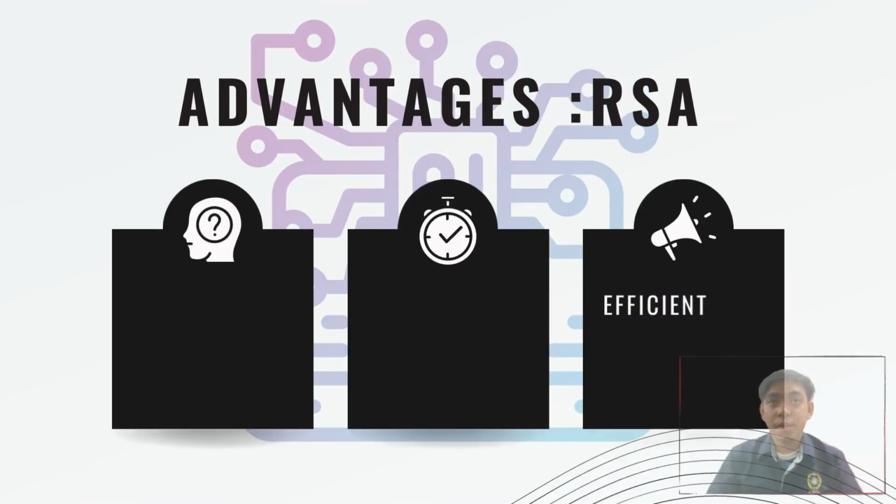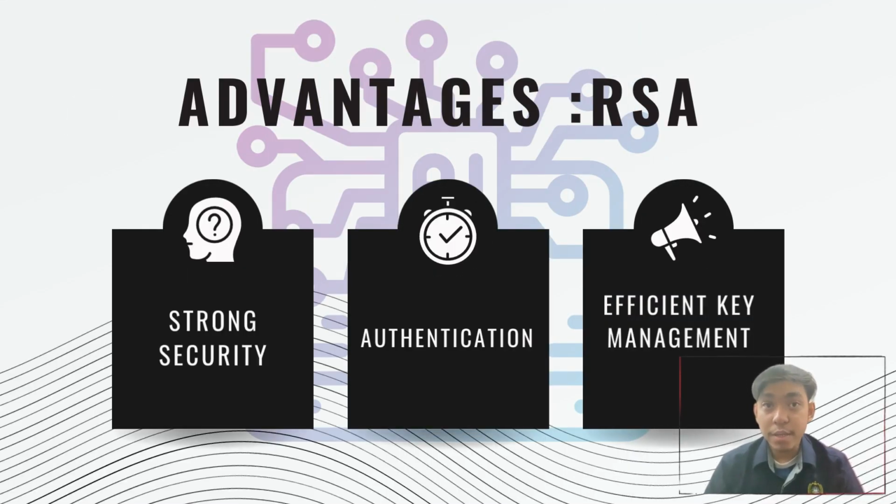Now I will talk about the advantages of RSA. The first one is strong security. RSA encryption uses complex mathematical algorithms to secure data transmission, making it difficult for attackers to break. This ensures the data transmitted through the AHMAD website is secure and protected from unauthorized access.